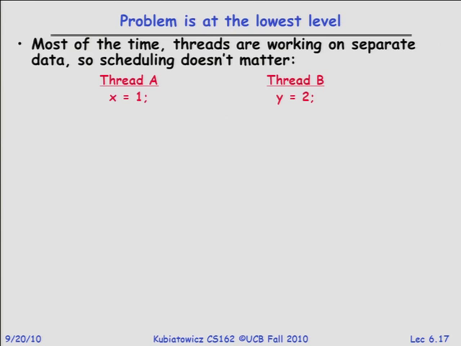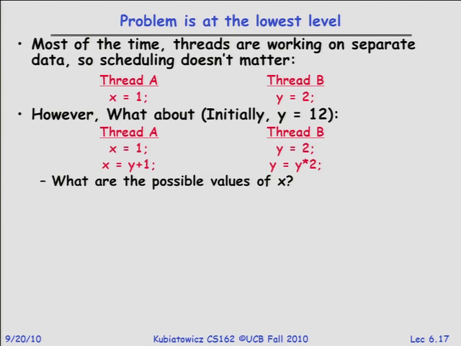Why? The data is different. So this is an example where the threads are not sharing data, and so the interleaving doesn't matter. This one's a little trickier, right? What are the possible values of x when these two threads are done? 13, 3, or 5. Looking at my slides, of course.